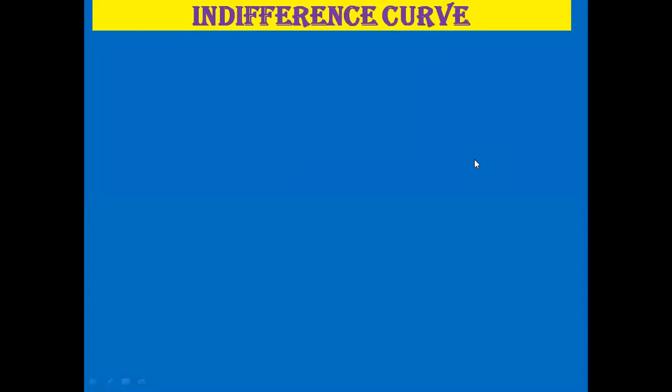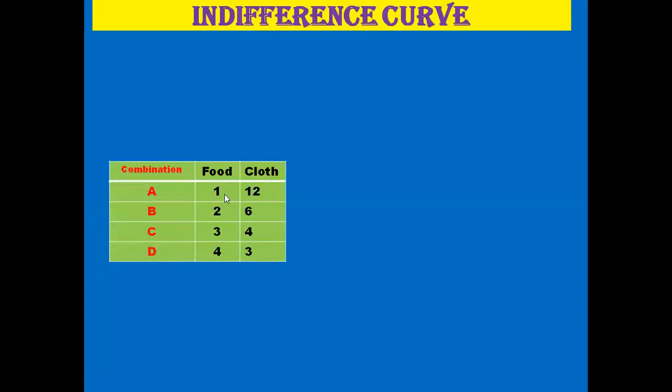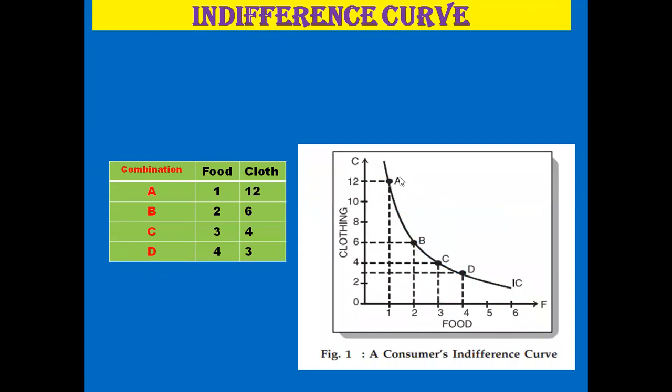Let us start. Let a consumer consume 1 unit of food with 12 units of clothing. So we get a point A. Here we measure food on the horizontal axis and clothing on the vertical axis. Now when the consumer consumes 2 units of food with 6 units of clothing, we get B. Again, 3 units of food, 4 units of clothing gives us point C, and 4 units of food with 3 units of clothing gives us D. So A, B, C, D give the consumer the same level of satisfaction. That is, equal amount of satisfaction.